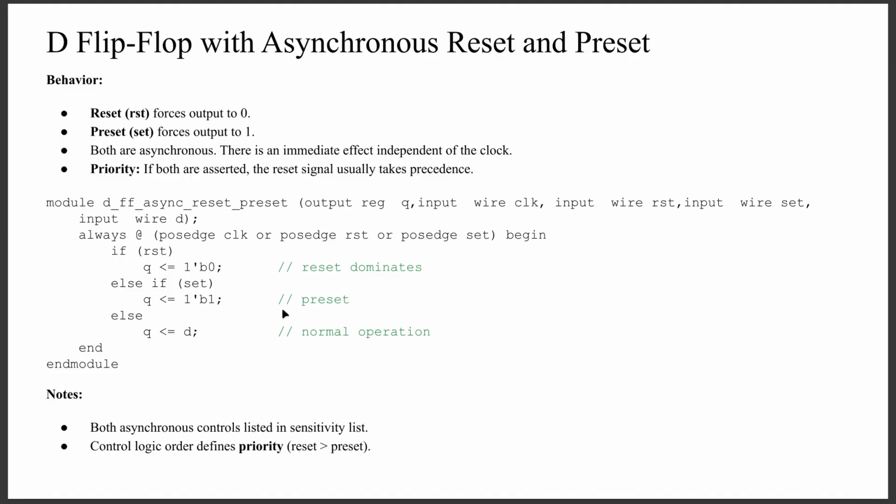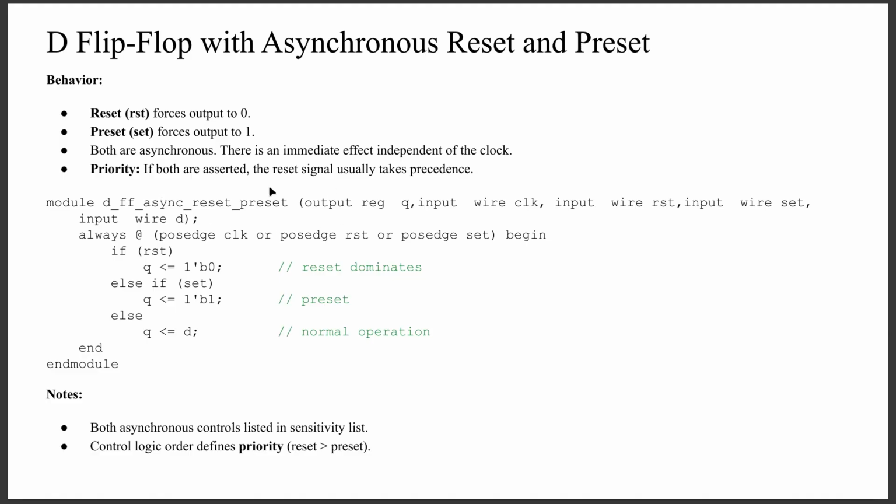A D flip-flop with asynchronous reset and preset. A reset forces output to 0, and a preset, or a set, forces output to 1. Both are asynchronous, with an immediate effect independent of the clock. Priority: if both are asserted, the reset signal usually takes precedence.